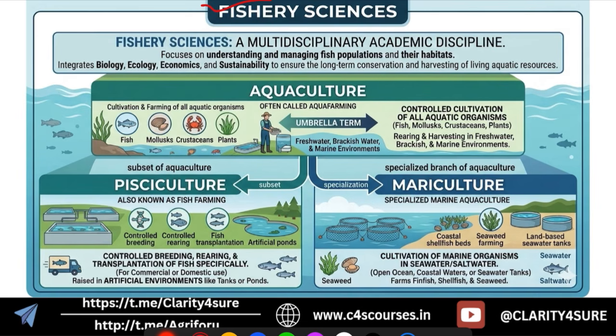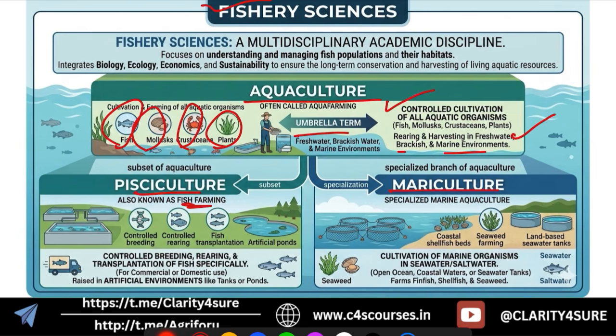So yes, next is fishery science. In that you have to remember aquaculture, pisciculture, and mariculture. So aquaculture is about controlled cultivation of all aquatic organisms. It can be fish, mollusks, crustaceans, or even plants. So it is like an umbrella term, remember. So yes, the rearing and harvesting can be in freshwater, brackish water, or even marine environment. But pisciculture and mariculture are specific.